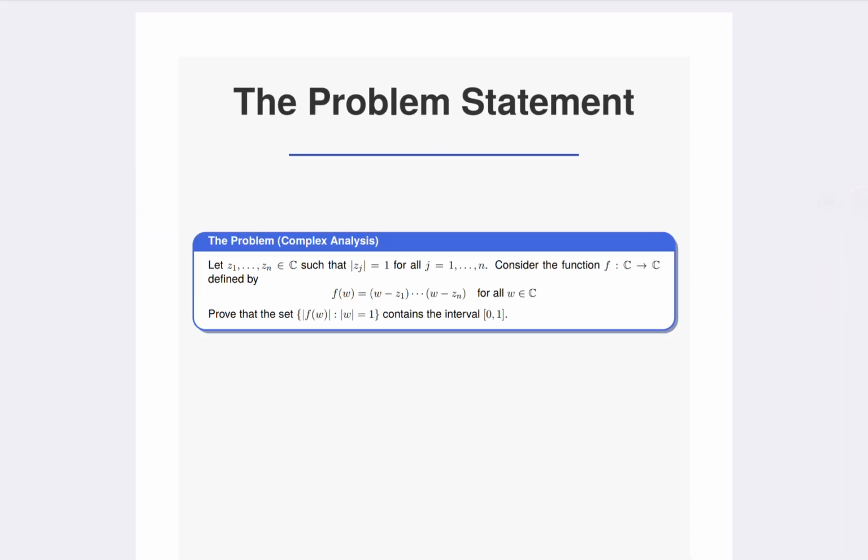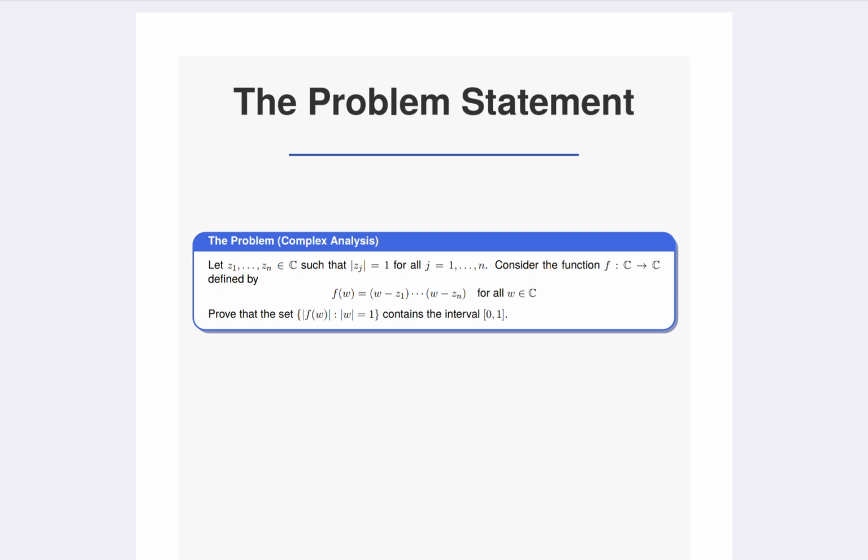Let us get to the problem statement. Let Z1 till Zn be complex numbers such that each of their modulus is 1. Each of these Z1 till Zn is from the unit circle. Consider the function f from C to C defined by f of w equals (w minus Z1) till (w minus Zn) for all w in C. Prove that the set modulus of f(w) contains the interval [0, 1].